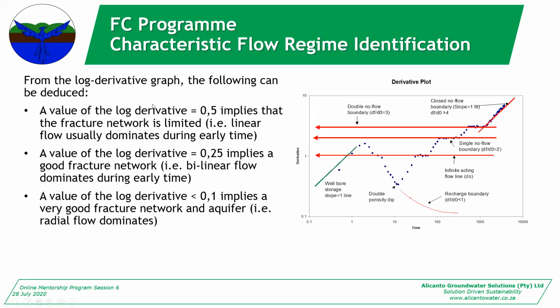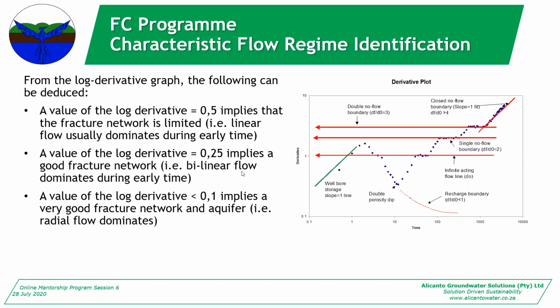Okay. So from the log derivative graph, which is the one I just showed you, you see log of derivative, log of time. And here's my first derivative graph. A log derivative value of 0.5 means the fracture network is limited and it's a linear flow. So where you've got a gradient of 0.5, you've got a limited fracture network. A log derivative of a quarter, so 1 to 4, implies a good fracture network, so bilinear flow.